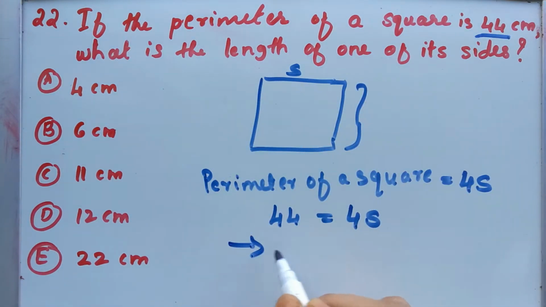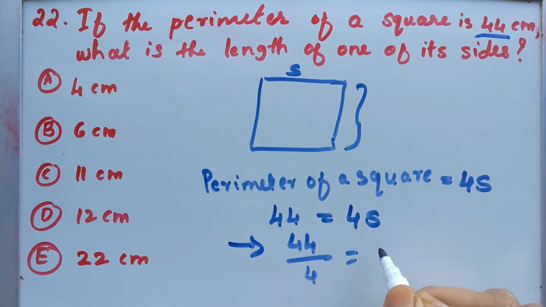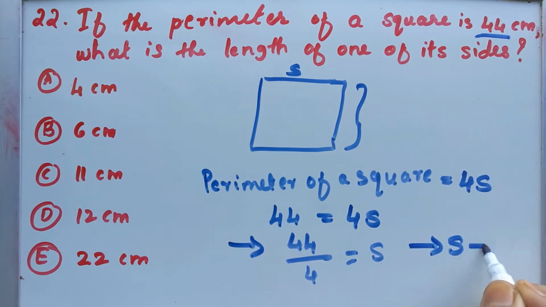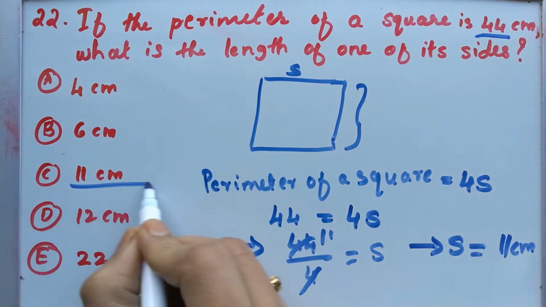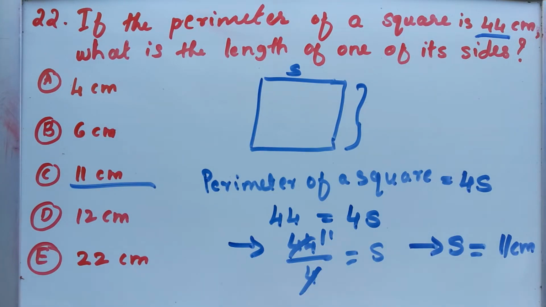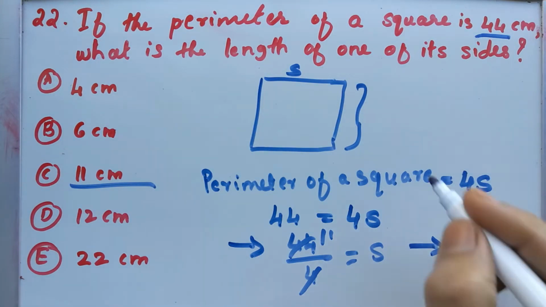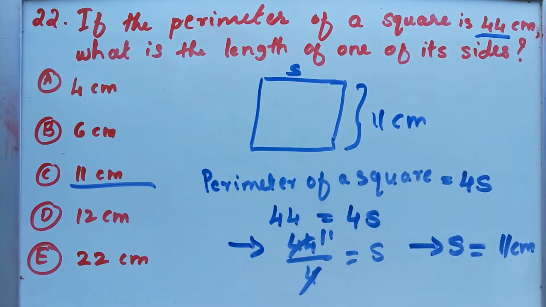So this means 44 divided by 4 is equal to one of its side. So what is the length of one of its side? 44 divided by 4. It's 4 times 11. 11 centimeter. Length of one of its side is 11 centimeter.